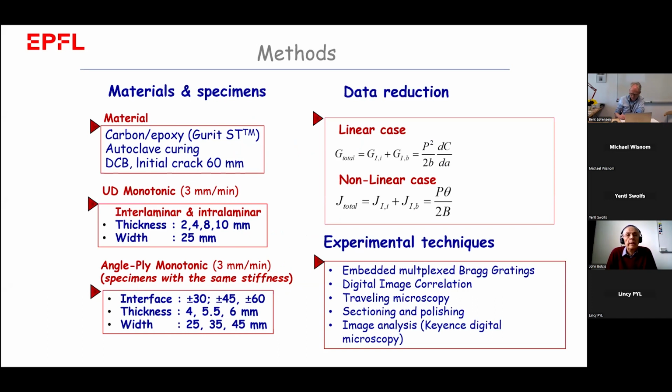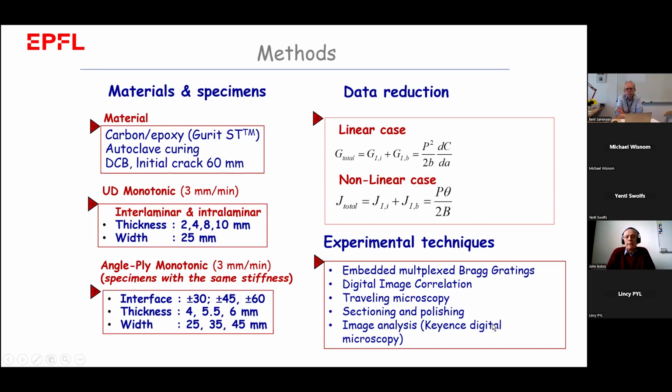So here is what we have done in terms of materials. We have carbon epoxy from Gurit, autoclave curing, monotonic UD, interlaminar and intralaminar, and then also angle ply monotonic specimens with the same stiffness. Don't forget that. We also have fatigue, but I will not address this. Now, for the data reduction, we have the linear case, as you can see here. And then for the nonlinear case, we have the J-integral. This is going to prove very, very useful, especially in the MD laminates.